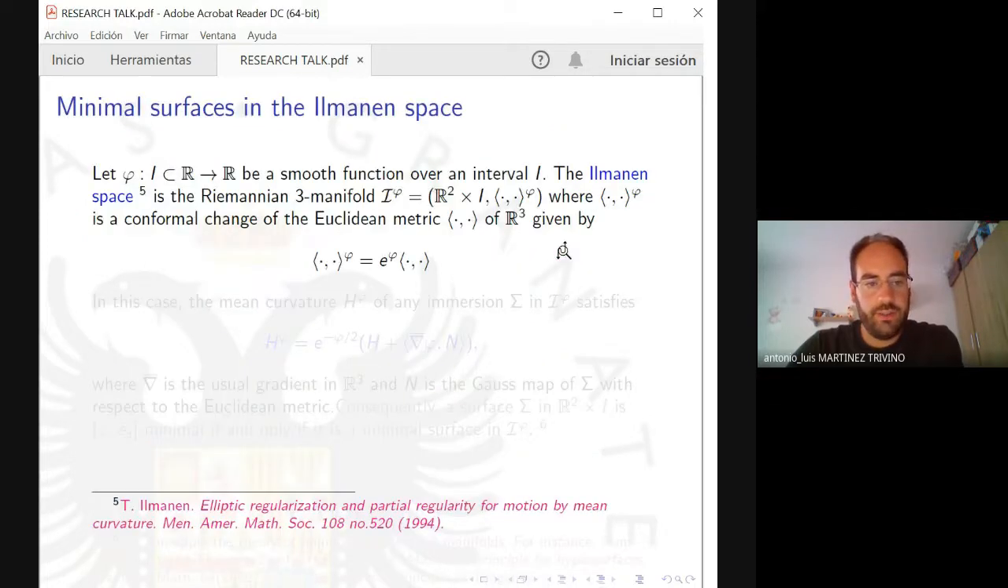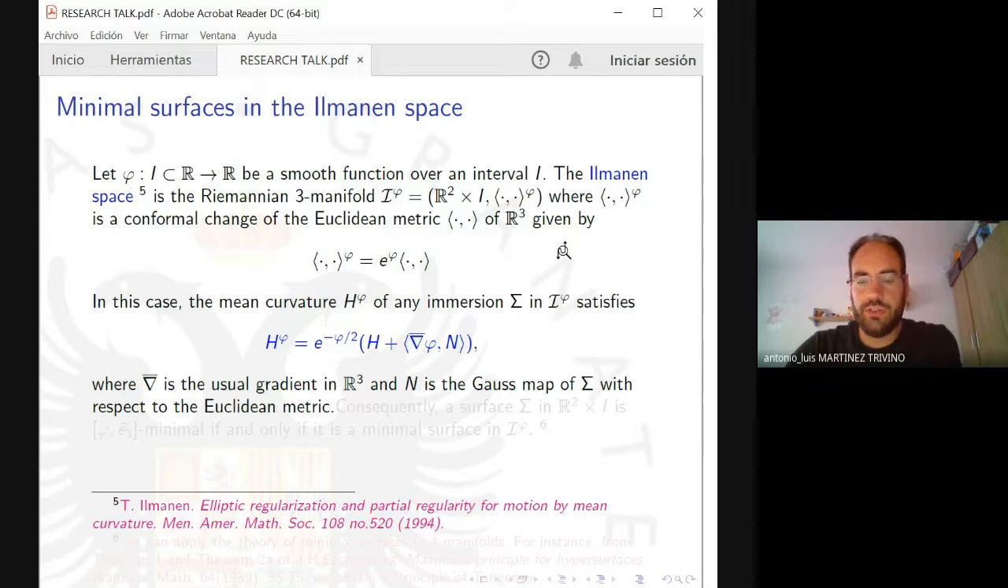Next, I will introduce the ambient space. Let phi be a smooth function. The Riemannian space is the following Riemannian three-manifold whose metric is a conformal change of the Euclidean metric. In this case, the mean curvature of any immersion in the Riemannian space satisfies this blue equation, where H is the mean curvature of the surface with respect to the Euclidean metric and overline nabla denotes the usual gradient operator in R3.